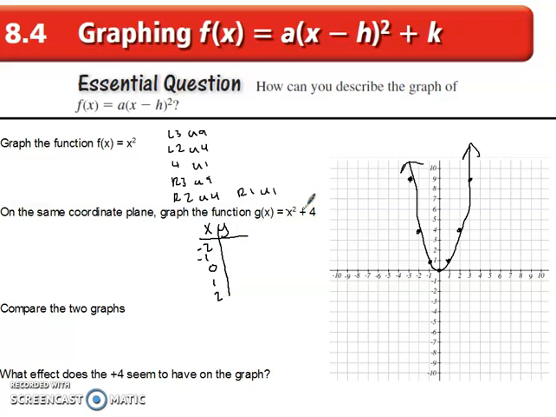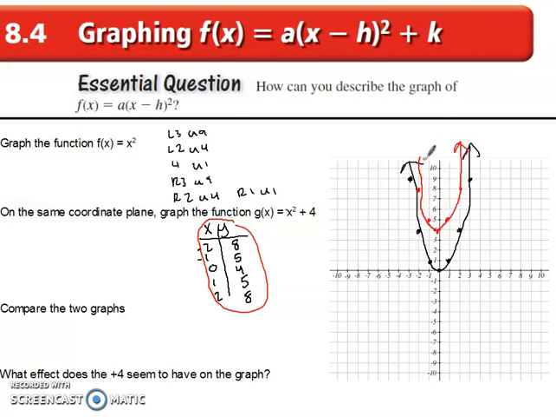Plugging in a -2, -2 squared is 4 plus 4 is 8. -1 squared is 1 plus 4 is 5. 0 squared plus 4 is 4. 1 squared plus 4 is 5. 2 squared plus 4 is 8. So I then go ahead, I'll do this one in red. -2 and 8 is going to be here. -1 and 5. 0 and 4. 1, 5, and 2, 8.